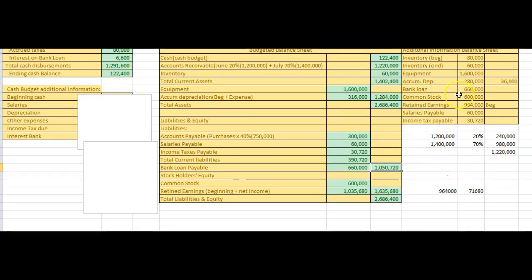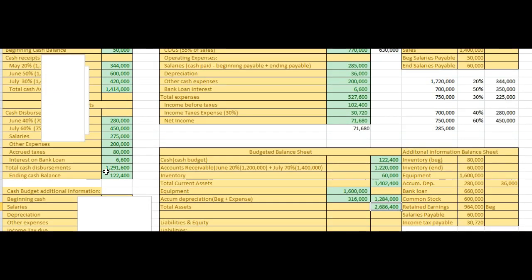$1,050,720. I had common stock right here of $600,000, and I had retained earnings. And how I'm going to do that is I take my beginning retained earnings right here. I add that net income, and I come up with $1,035,680 for my retained earnings. If I add these two together and add this to the long-term, or to the liabilities, I come up with $2,686,400, which matches here.